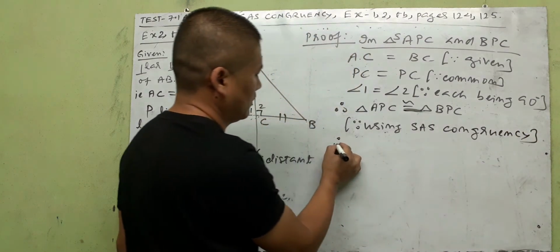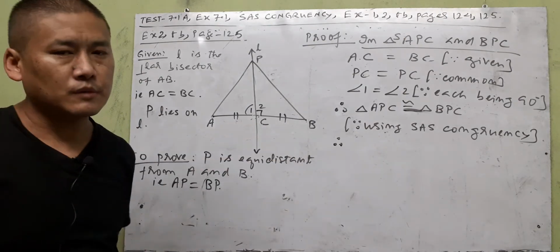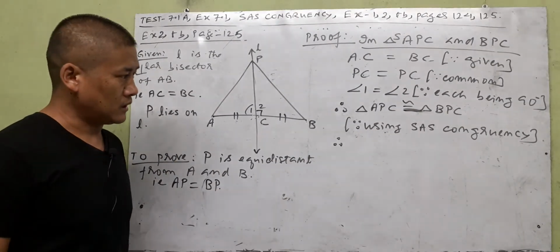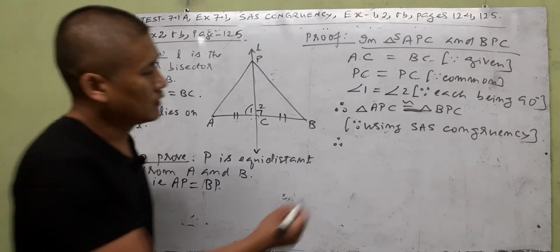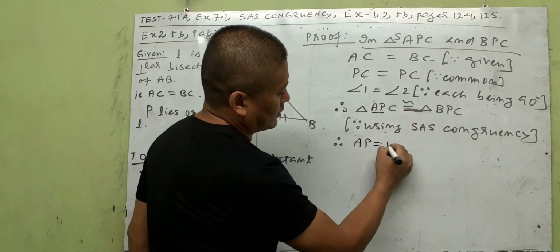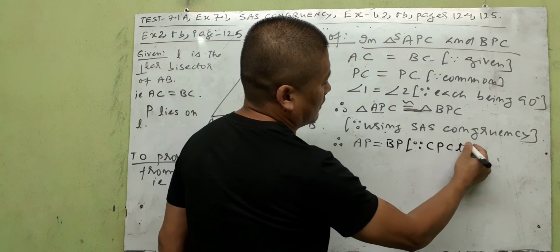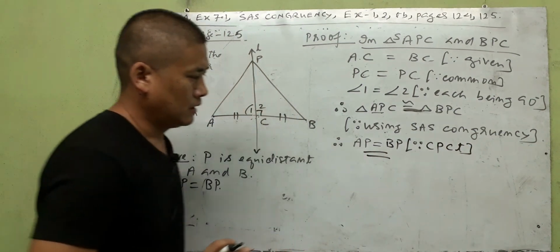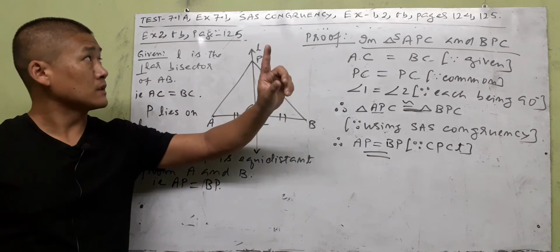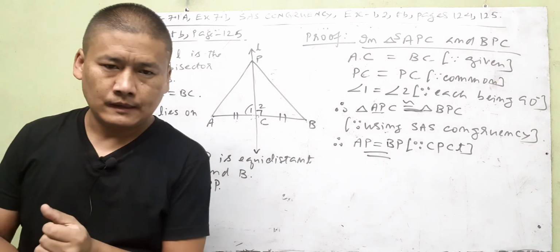Now we know that if two triangles are congruent, then the corresponding sides are equal and the angles are also equal. But we don't need the angles here, so let us just find AP equals BP. The first two letters correspond to the first two letters in the next triangle. And we know CPCT. It's okay, right? It's simple, right? So that's how you do it. Now you go and give it a try after going through it carefully. Okay, I hope we got it.